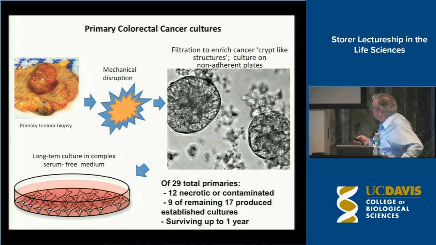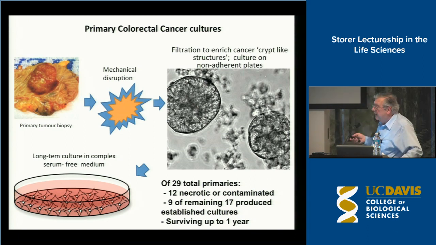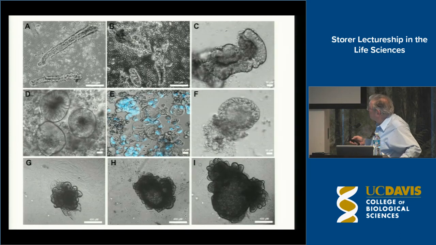And just very briefly, it does involve rather special conditions. Neil finds that you've got to disrupt mechanically rather gently. You've got to actually isolate structures that look like crypts, grow them initially on a non-attached cell surface, which actually promotes the lack of differentiation, before you start propagating them on an attached surface. And he's had good results with this. Just to show you a few examples of what you get.